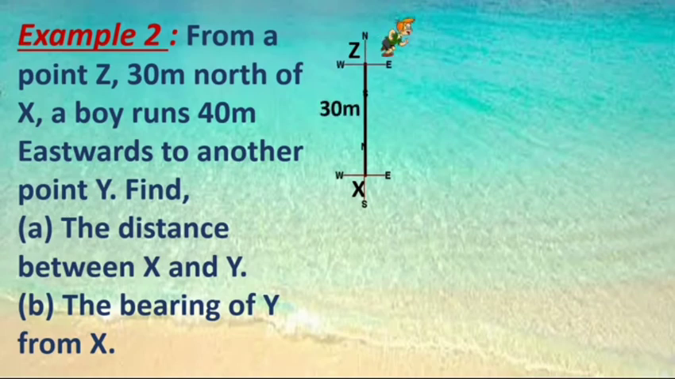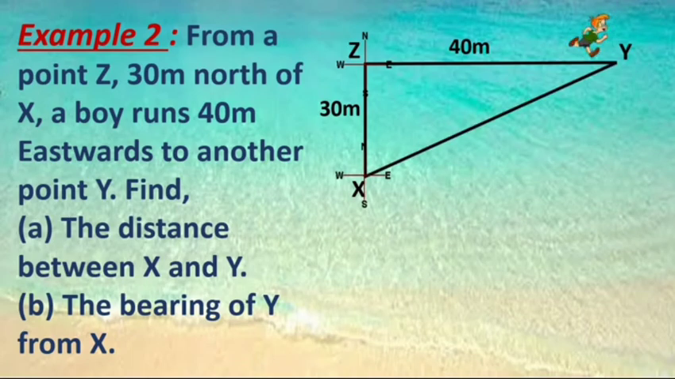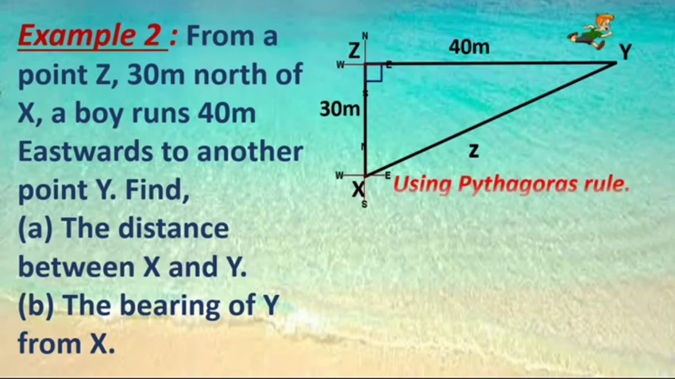Now, if a boy runs from Z eastward to another point Y at a distance of 40 meters, when he gets to Y, he stops, and from the point Y, I will have to draw a straight line linking point Y and point X, and that will represent the distance between X and Y. Call that distance Z.